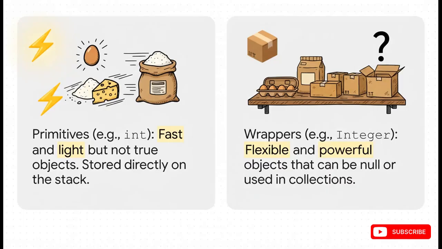Okay, let's really break this down. Primitives, like int, are like the raw ingredients in your kitchen. They're fast, they're lightweight, and they live right on the stack, which is a super efficient place in memory. Now, on the other hand, you have objects like Integer, which we call wrapper classes. These are more like packaged goods. They're way more flexible, they can be null, which is a big deal. And here's the key: they can be put into things like collections, which, you guessed it, only work with objects.